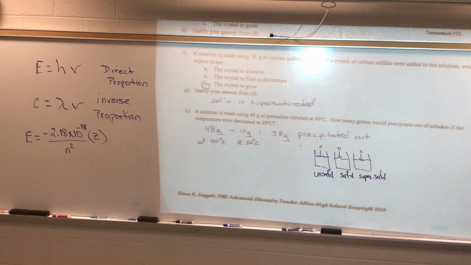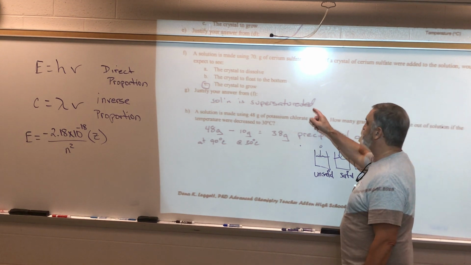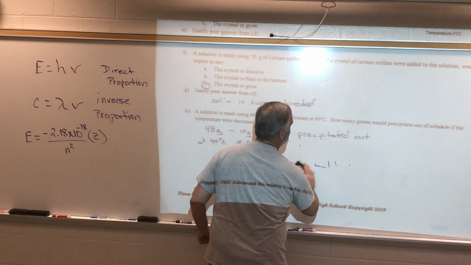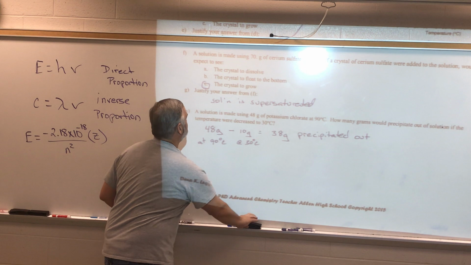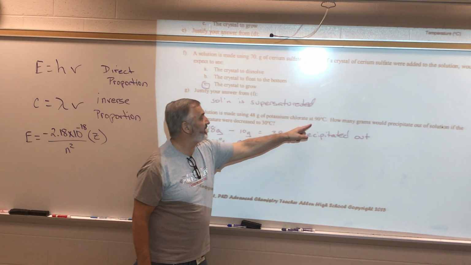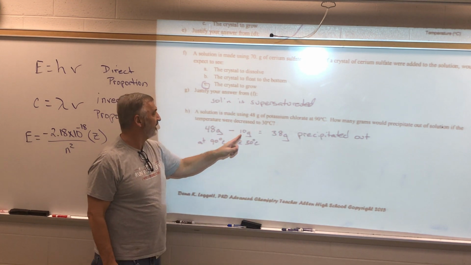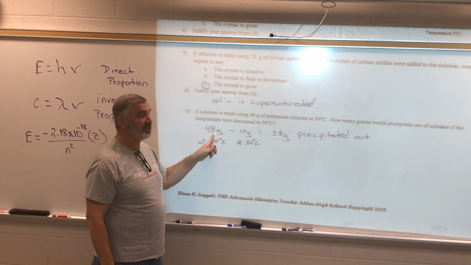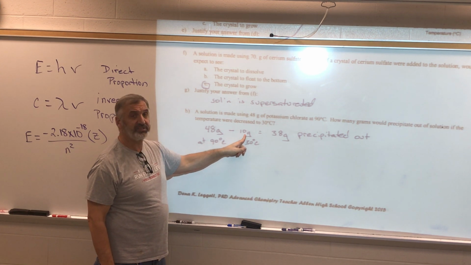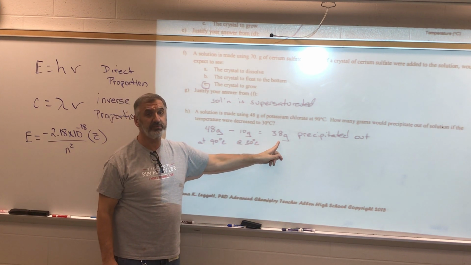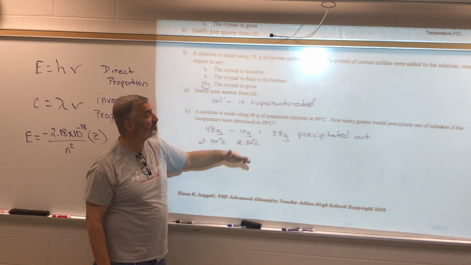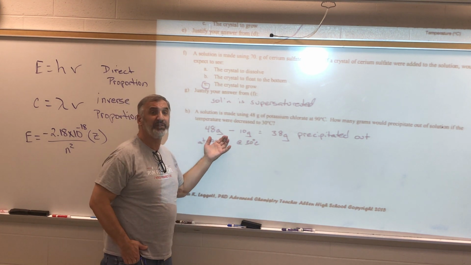And then, okay, the solution is supersaturated. And then here, if you cooled it down from 90 to 30, well then at 90 you can have 48 grams, at 30 you can only have 10 grams, that means 38 grams is going to precipitate out. And that's just from that graph also. This is why we put things in an ice bath.